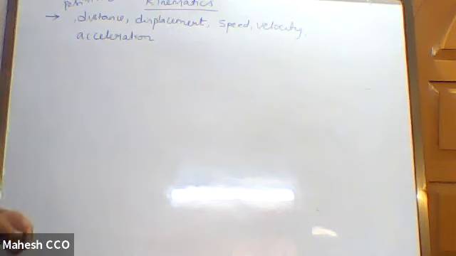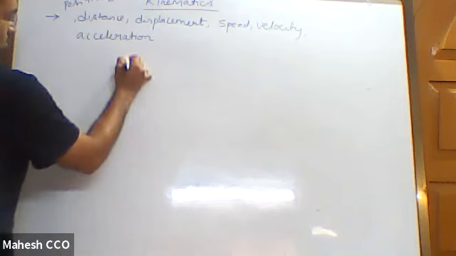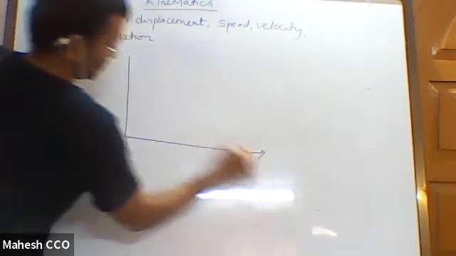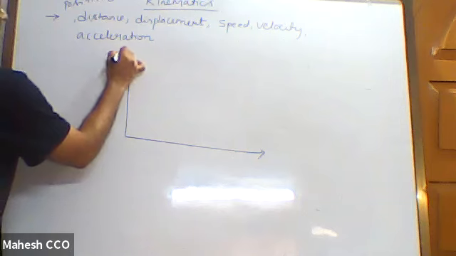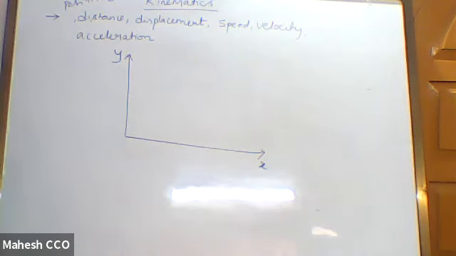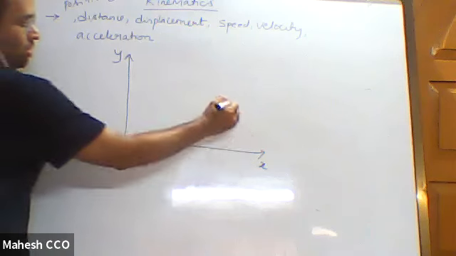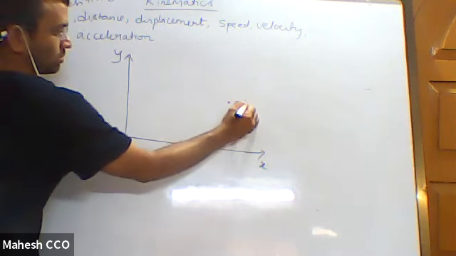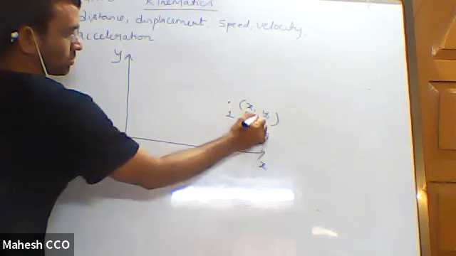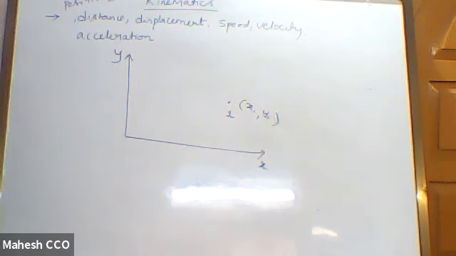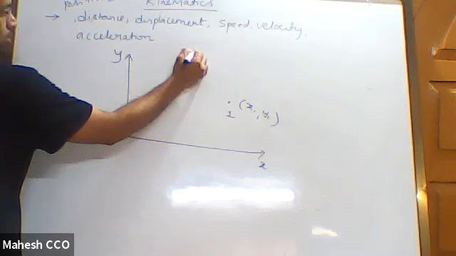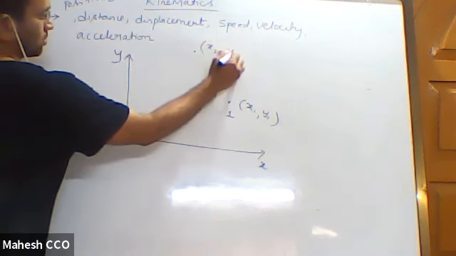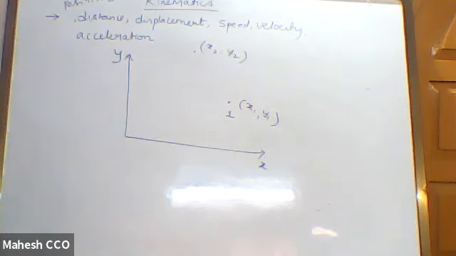Next thing is, let us talk about displacement. Then we'll come back to distance. Let us say a particle is at some position 1 initially, which is denoted by x1, y1, and it has gone to position 2, which is denoted by x2, y2.